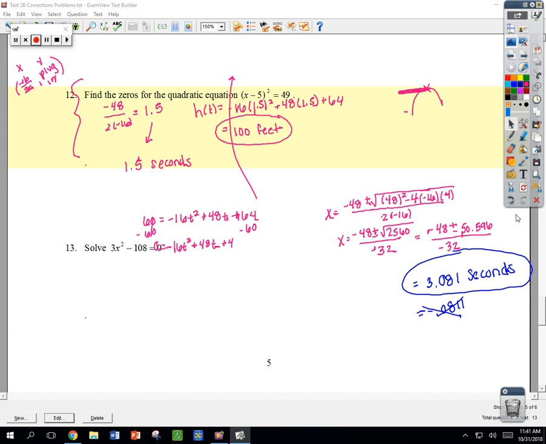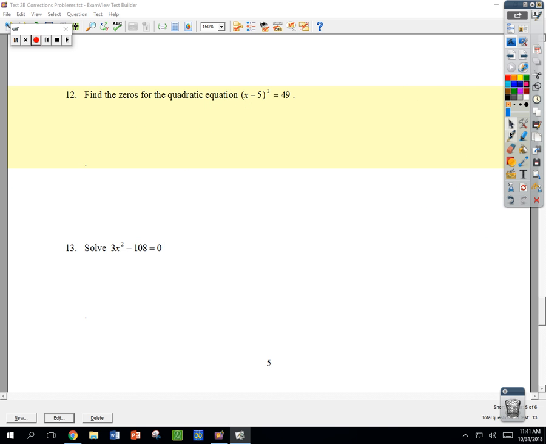And number 12, find the zeros. So I could use the quadratic formula, but I would have to FOIL this out, and that's not fun for anybody. And when you did FOIL, you would have to do x minus 5 times x minus 5, then FOIL that and get it equal to 0. And I don't want to do all that. I can just solve for x using the square root method.